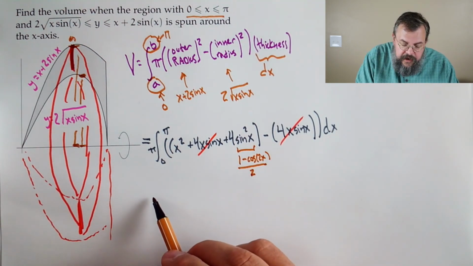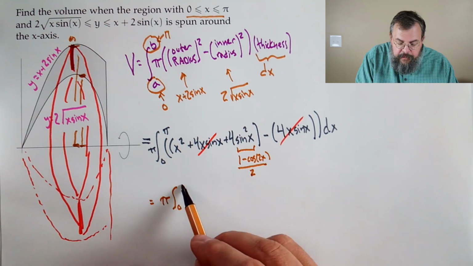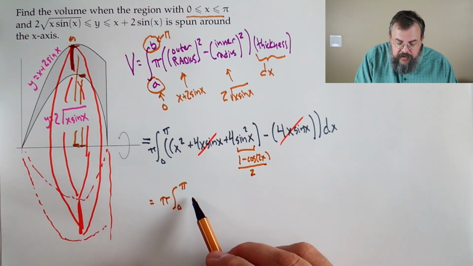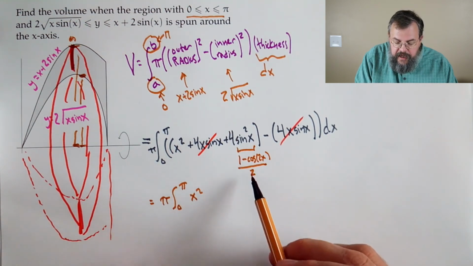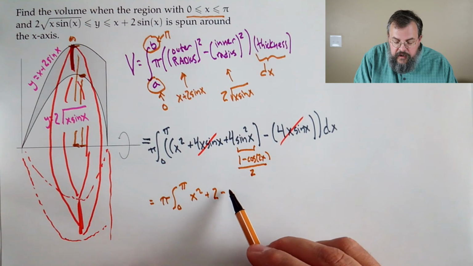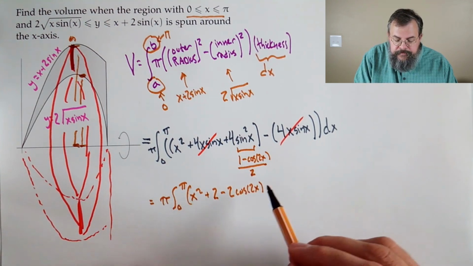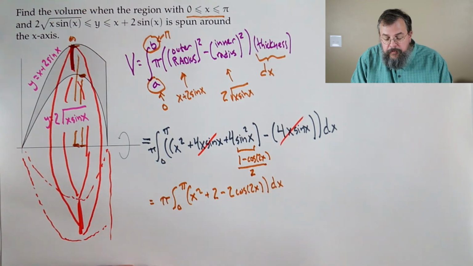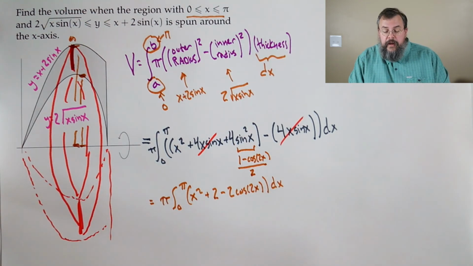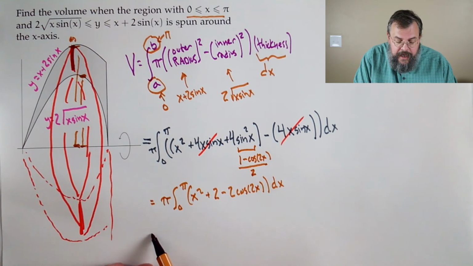So we can rewrite this. We have a pi out in front. Integral 0 to pi. Then there's an x squared. 4 times a half is 2, so plus 2 minus 2 cosine 2x. Now, each piece is not so bad. We can make progress.